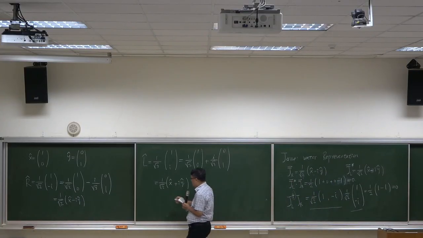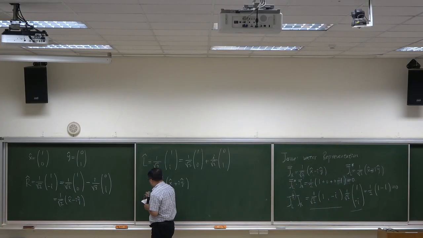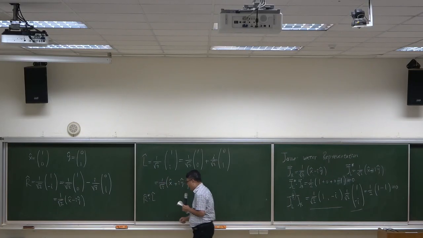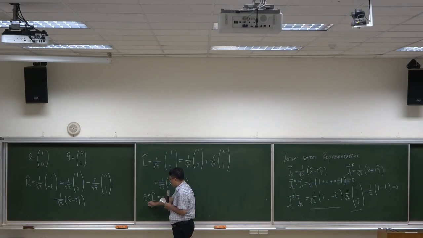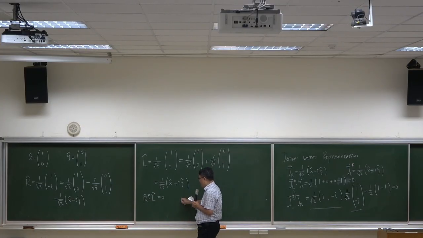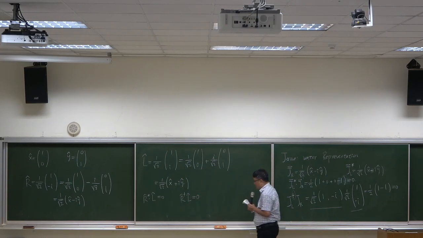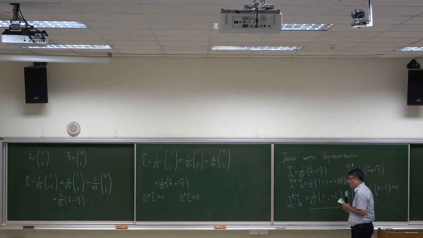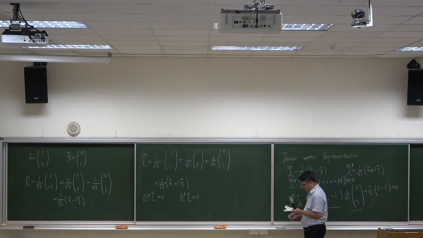So you see that you can check the result. This is using the vector notation. If you use the matrix notation, you can write the result as R dagger L equal to 0. Okay.